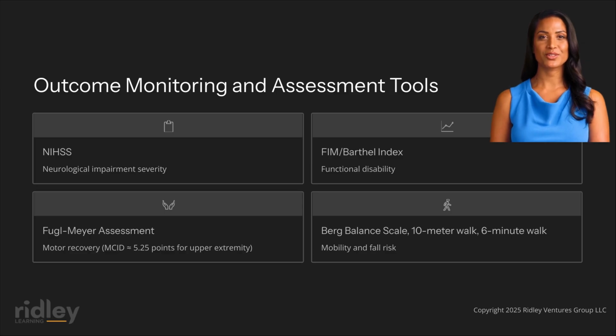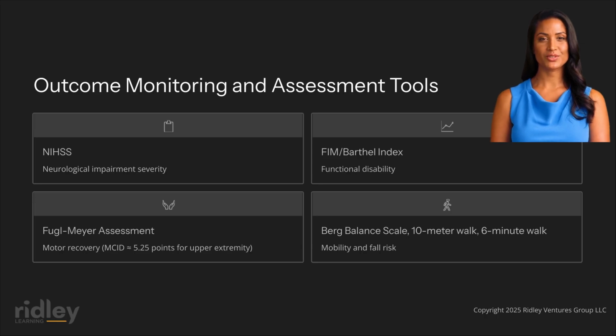Systematic outcome monitoring using standardized assessment tools enables clinicians to track recovery trajectories, adjust intervention parameters, and communicate progress across care transitions. The selection of outcome measures should reflect the priorities of each recovery phase, with acute phase assessments emphasizing neurological status and medical stability, subacute assessments focusing on functional gains and therapy response, and chronic phase evaluations addressing community participation and quality of life.